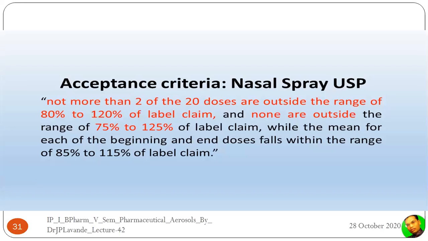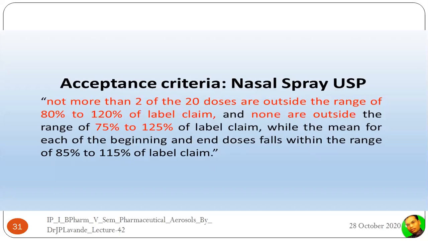Not more than 2 of the 20 doses are outside the range of 80 to 120% of the labeled claim, and none are outside the range of 75 to 125% of the labeled claim. So whatever the claim has been made, all should remain between 75% and 125%, right? No one should go outside. If we are going for 20 doses, and two of these are outside 80 to 120 but within 75 to 125, then we can say this is the acceptance criteria.